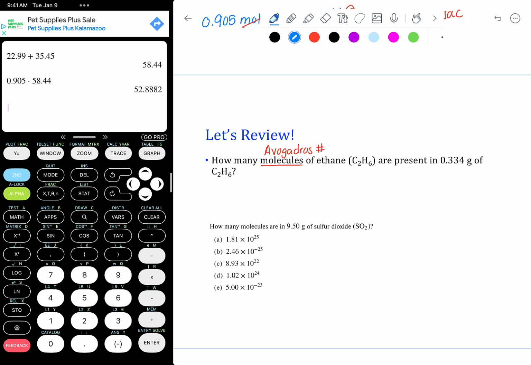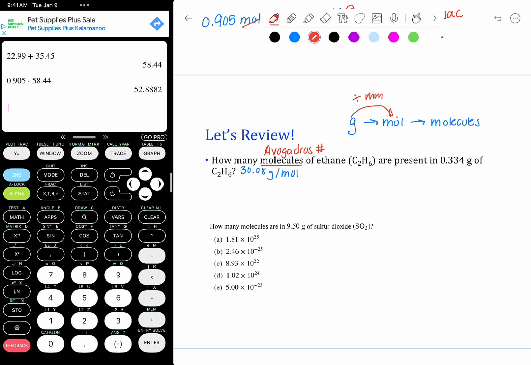Okay, I calculated my molar mass of C2H6 to be 30.08 grams per mole. So, in order to do this, we're going to want to go from grams to moles, and from moles to molecules. To go from grams to moles, we're going to have to divide by our molar mass. If we look on our chart, that's what it tells us to do. And by doing that, we're going to be left with moles.